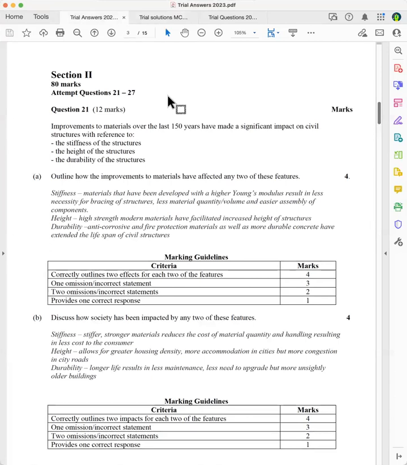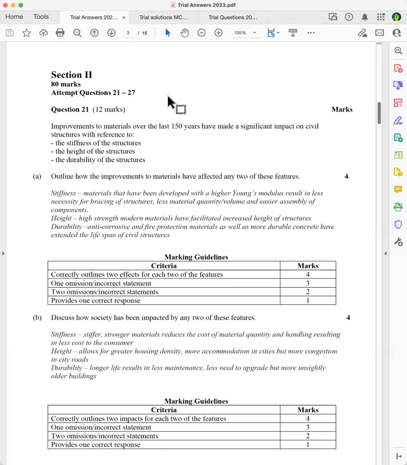Improvements in materials over the last 150 years have made a significant impact on civil structures with reference to the stiffness of the structures, the height of the structures, the durability of the structures. Outline how the improvements to materials have affected any two of these features. Now, when I marked this, a lot of students repeated the question and the answer. It's a waste of time.